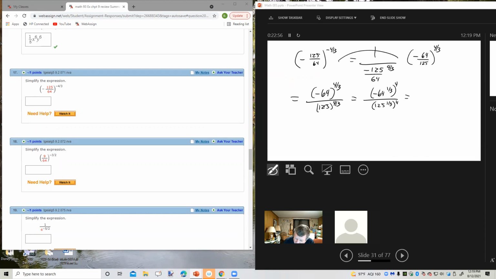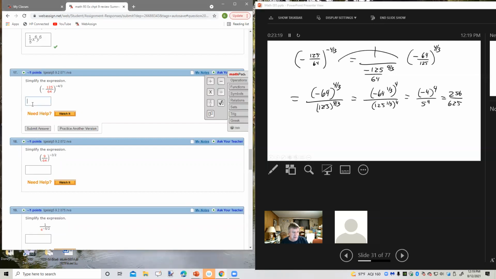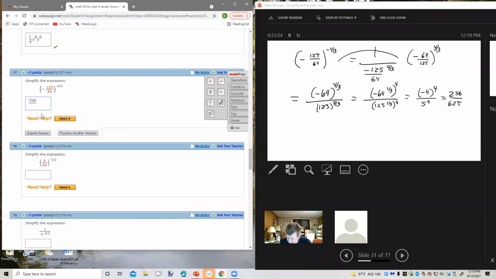Well, the cube root of negative 64 is negative 4. And negative 4, the quantity to the 4th power, let's see here, is 256. The cube root of 125 is what? 5, and 5 to the 4th is 625. So we get 256 over 625.